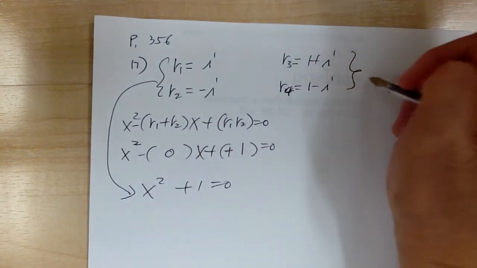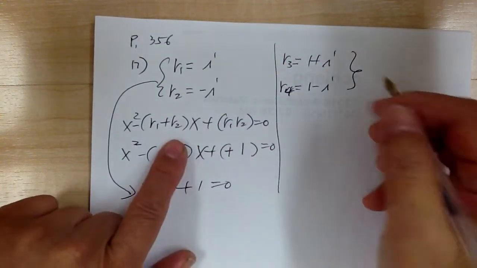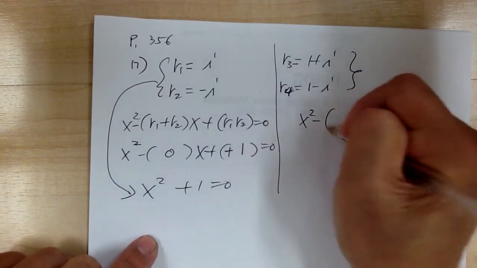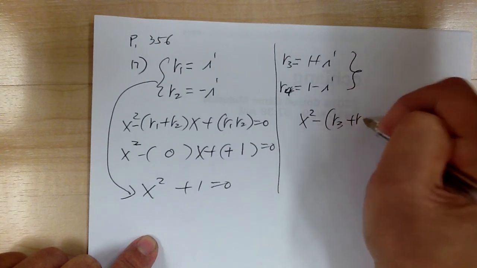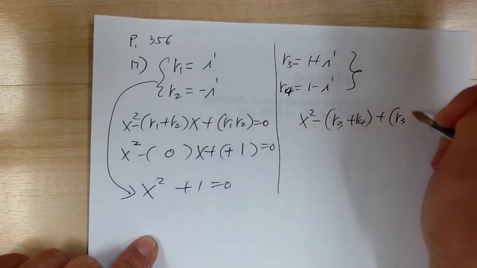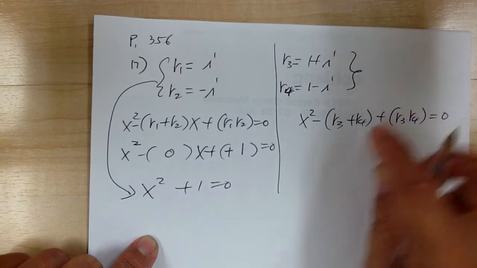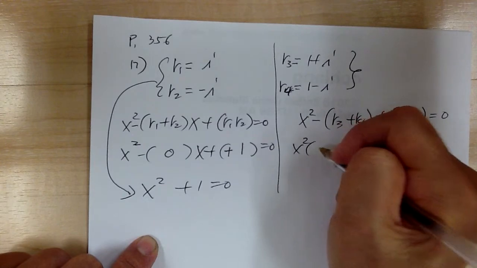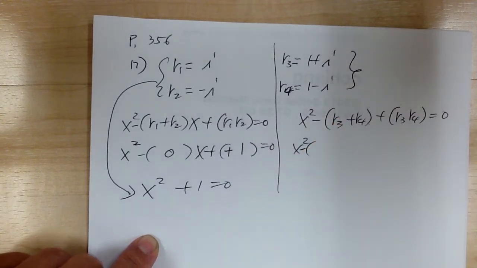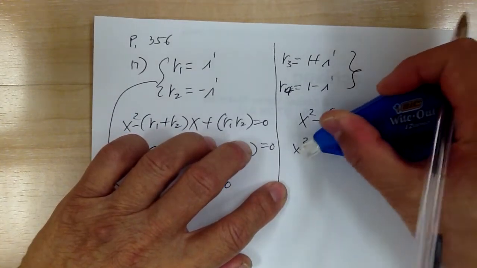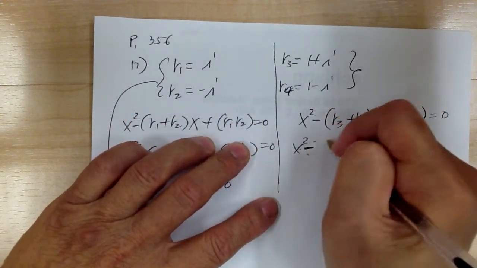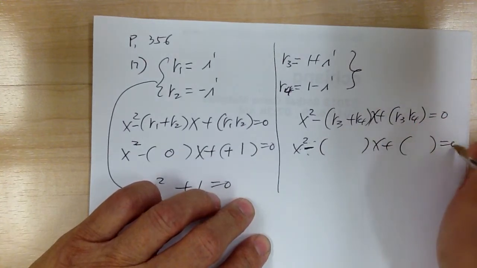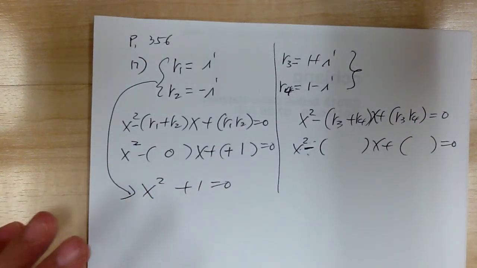Now you're going to do the same thing over here. Okay, so again, remember what I said about being flexible with your roots, right? So you're going to get x squared minus R3 plus R4, plus R3 times R4. Okay, again, one is a sum, one is a product. Okay, so you substitute, right? x over here. Again, always get your template ready before you start to fill in the blanks.